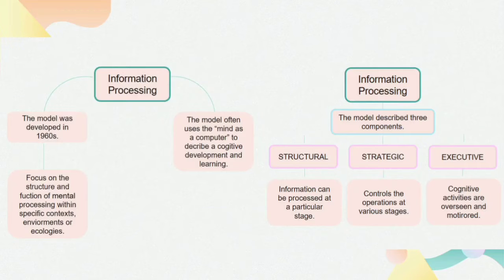This model tried to understand the mind as a computer that describes all the components in three different stages. The three stages or components are structural, strategic, and executive. The structural is information that is processed at a particular stage. The strategic is how you control the operation of various stages, and executive is how the activities are overseen and monitored.